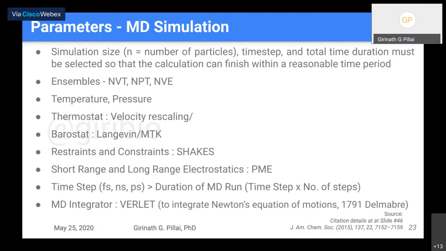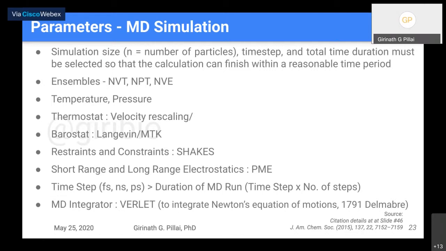So the time step and total time duration must also be selected so that the calculation can finish within a reasonable time period. Time is a big factor here, and it will cost you if you don't do it the right way. So ensembles like NVT, NPT, NVE, which we discussed, temperature, pressure, then thermostat, of course, for velocity rescaling, barostat, there are different algorithms and types available, Langevin and MTK, restraints and constraints, again different algorithms, and short range and long range electrostatics like PME, then time step in femtoseconds, picoseconds, nanoseconds, which also talks about the duration of the MD run.